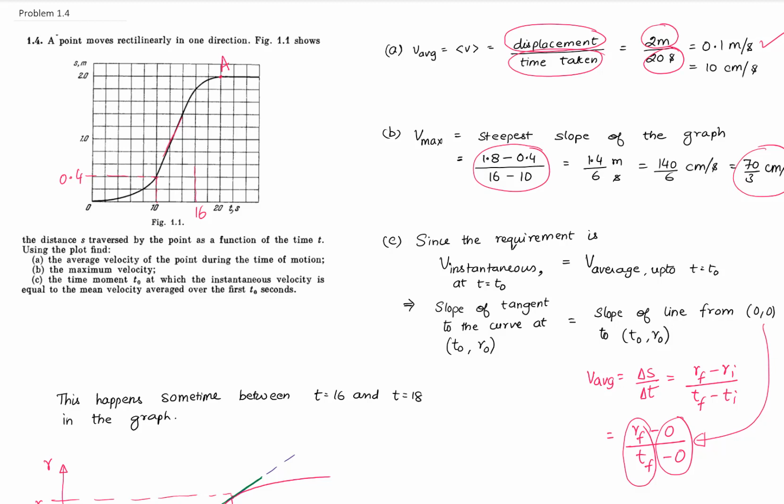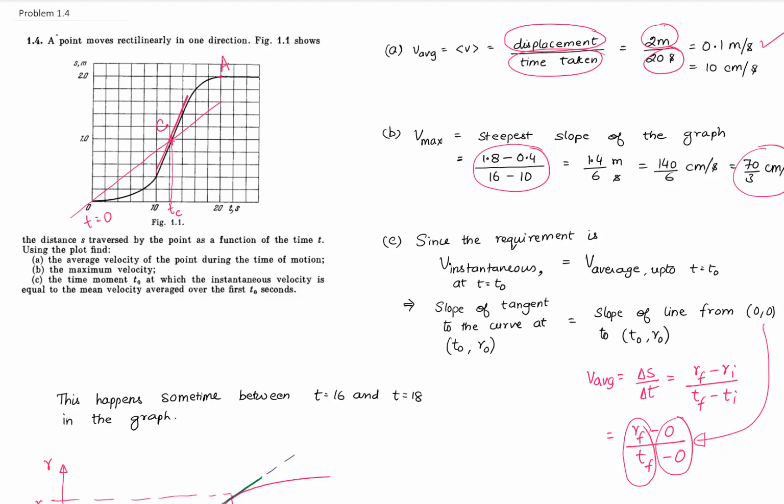For example, I can take a point on the curve like C, and then this straight line, the line going through the origin and C, will give me the average velocity from t is equal to 0 till the time the particle arrives at C. And to find out the instantaneous velocity at C, I will have to find out the slope of the tangent at C. Clearly in this figure, they are not equal. Then he is asking us for a point where these two values become equal.